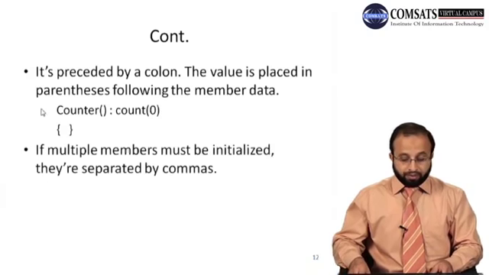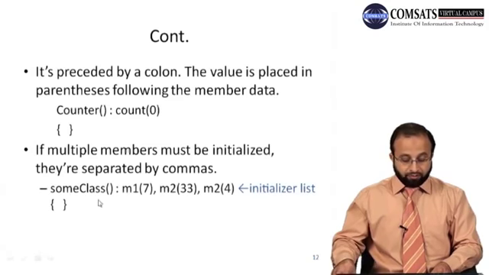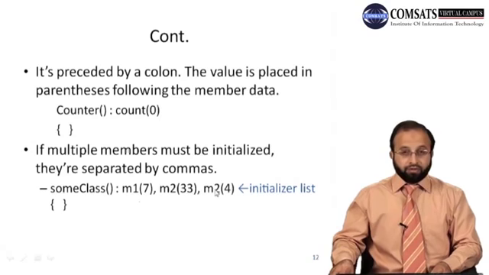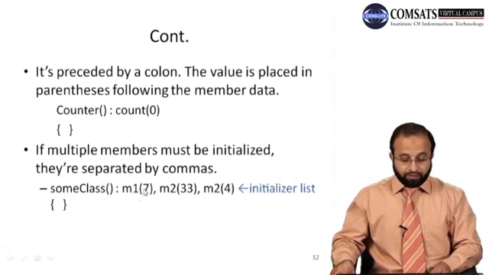If multiple members must be initialized, they are separated by commas like this. So you have a sum class that has the private data members M1, M2 and M3. So you can initialize M1 with 7, comma, the second data member and the third data member. So this is called the initializer list.